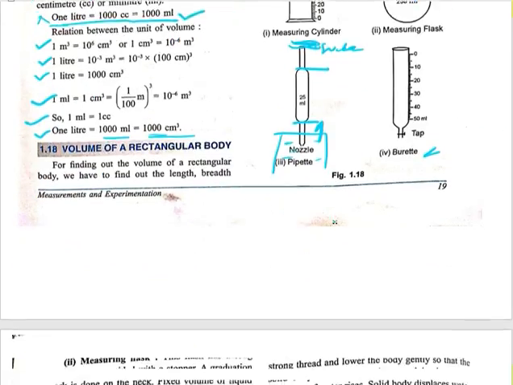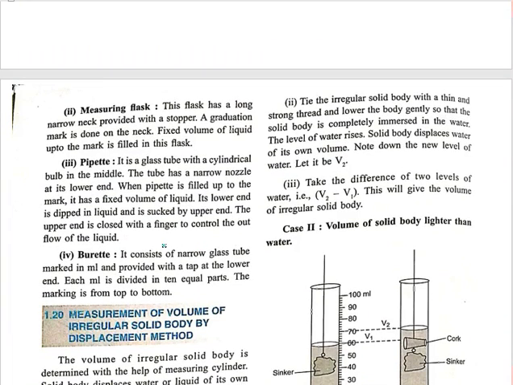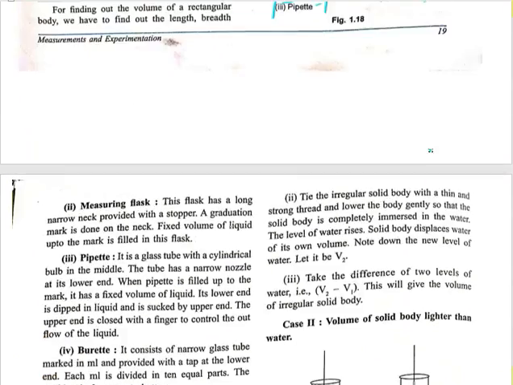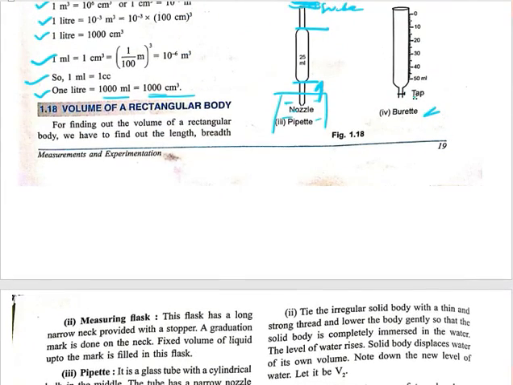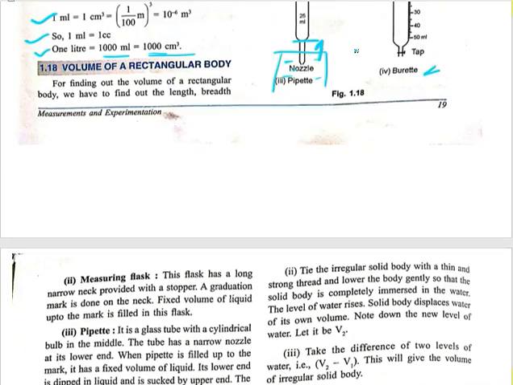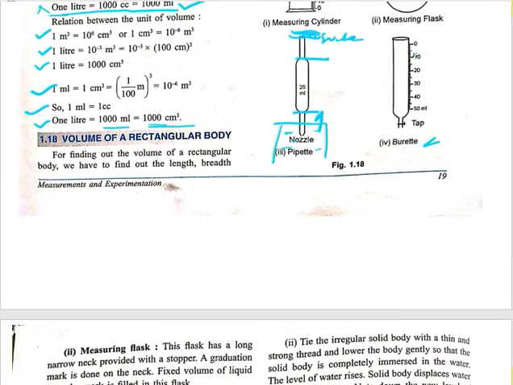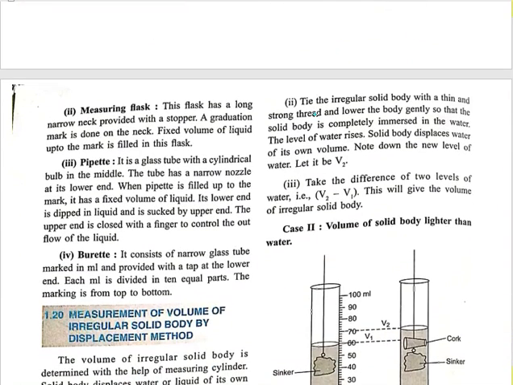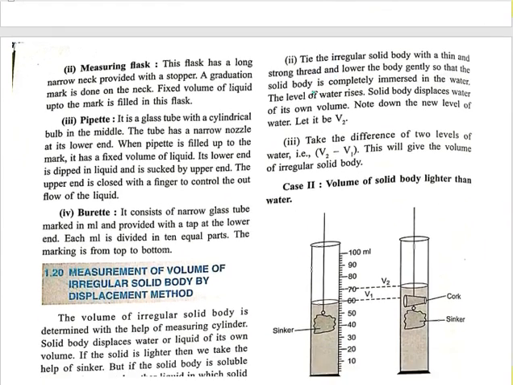The fourth instrument is our burette. It consists of a narrow glass tube marked in ml and provided with a tap at the lower end. You can have the tap at the lower end, so you can control the flowing out or flowing in of the liquid. Each ml is divided into 10 equal parts and the marking is from top to bottom. You can see it 0, 10, 20, 30, like this. So we have done the measurement; we have seen the different instruments to measure the volume of liquid.